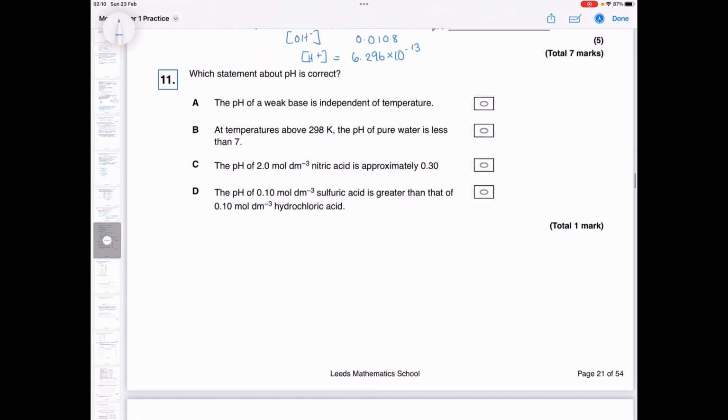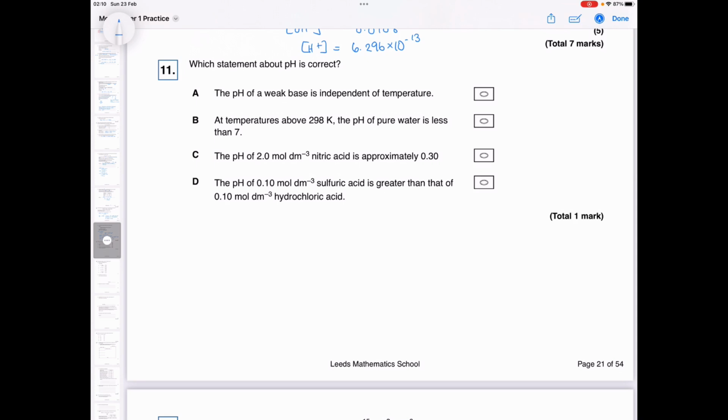Which statement about pH is correct? The pH of a weak base is independent of temperature. Think about that one first of all. That's not correct, because as you change the temperature, the amount of dissociation will change, and therefore the pH will change. The position of the equilibrium will move, so that's not correct.